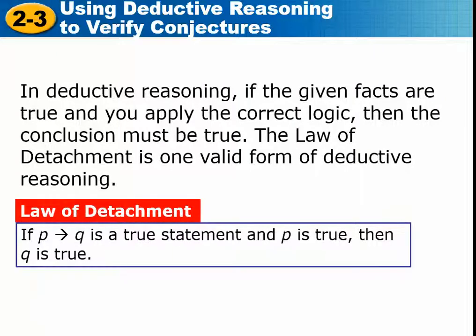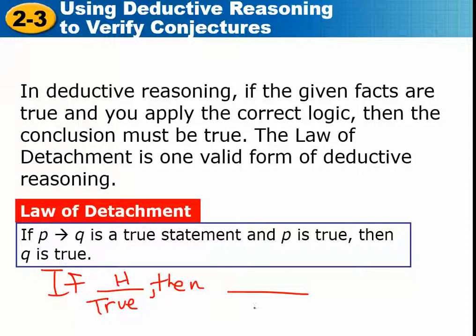The law of detachment says that if you have a true statement, let's say we write a conditional: if something, then something. I wasn't supposed to write something, I was supposed to write a line. So, if the first part of your statement, your hypothesis, is true, and your statement is true, then this has to be true. Your conclusion has to be true. If you know that this is a true statement, what I just wrote, and the first part is true, then the second part has to be true. That's the law of detachment.